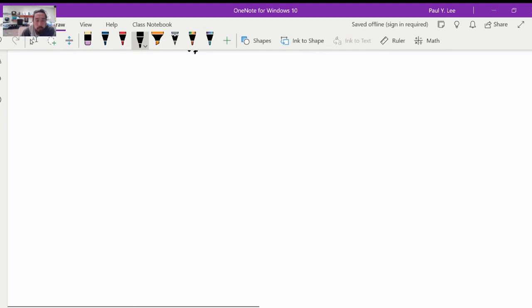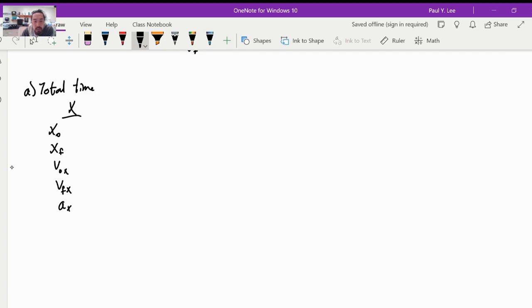So part A is going to be looking for the total time. Now, whenever we solve these problems, it's very important that you create your kinematics table for the x and the y axes. I'm going to do the x-axis first and create the y-axis later. So we have our initial position, our final position, our initial velocity, and I'm going to put a little subscript x there as a reminder that we're looking at the x velocity, our final x velocity, your acceleration on the x-axis, and the time. Now notice time does not have a subscript, and that's because time is universal for the x and the y direction.